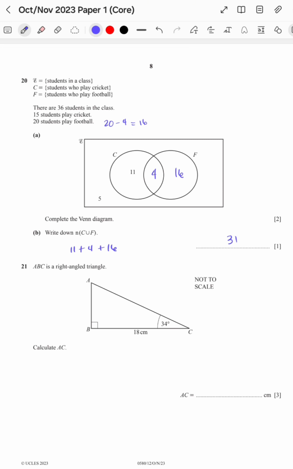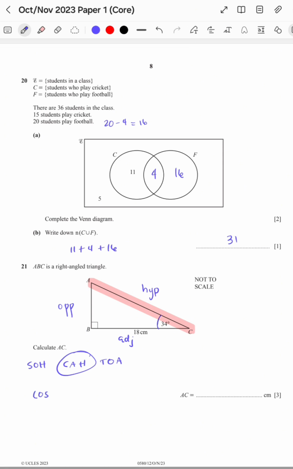Question number 21. ABC is a right-angled triangle. Calculate AC. AC is the hypotenuse. Let's have a quick review of SOHCAHTOA to determine what trig function we are going to use. The angle is located here, so that makes 18 its adjacent side. And this is opposite your angle, and this is your hypotenuse. So adjacent over hypotenuse, that's CAH, or cosine.